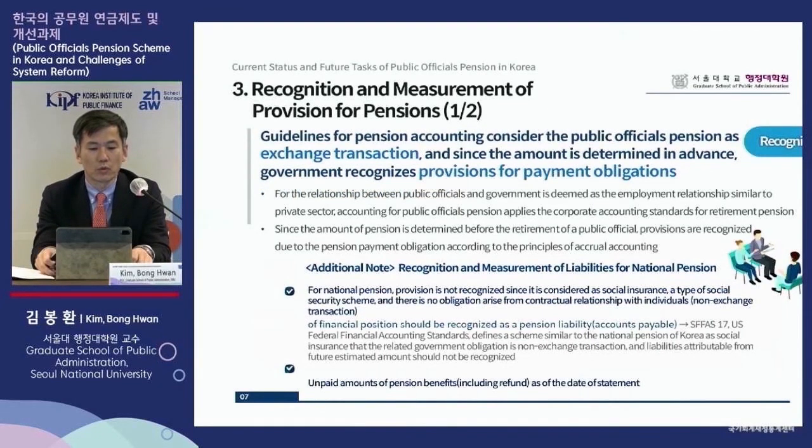Now I'll talk about how to recognize this pension liability and how to measure pension liability in Korea. Currently, Korean government treats this public pension as an exchange transaction as an employer. Therefore, government recognizes this public pension similar to corporate accounting standards for retirement pension. So we recognize this provision for payment obligation similar to corporate. On the other hand, for national pension, the provision is not recognized because it is considered as social insurance, and we just recognize unpaid amount of pension benefit as of the date of the statement. So we have two separate recognition methods for pension.